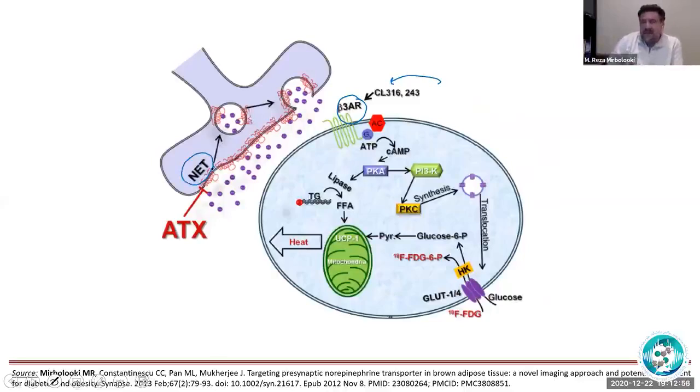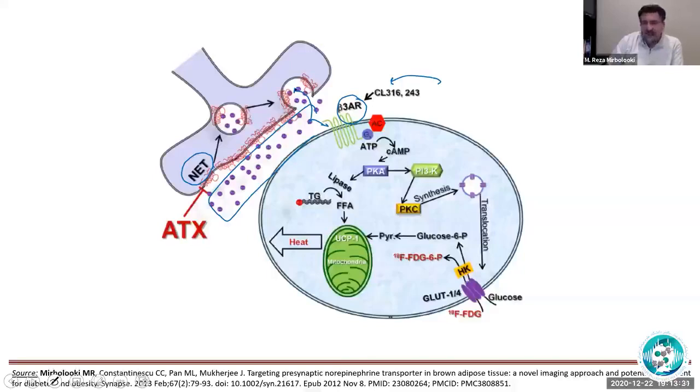So in a synapse or a junction, when norepinephrine is released from the end of the axons or the presynaptic membrane of sympathetic neurons, then it goes to this synaptic cleft, and then it's going to bind to the beta-3 adrenoreceptor. But then there is a mechanism that they need to be reuptaken to go back to the end of the neuron. And that's through the NET.